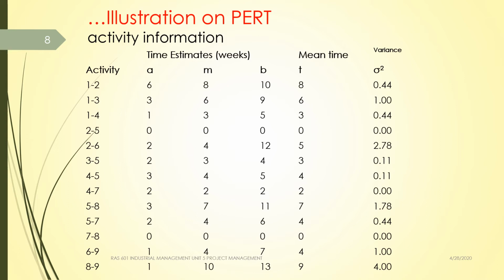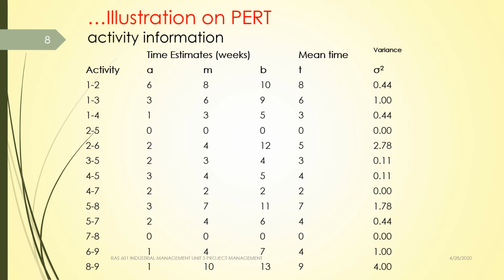You can see the difference between all these times. Here you can observe the value of A in each activity is the lowest among A, M and B, whereas the value of B, that is, when we consider pessimistic time, then the time estimation in terms of weeks is increased.